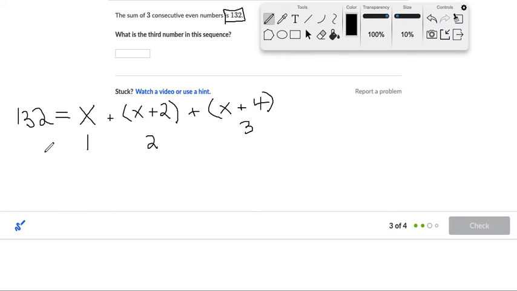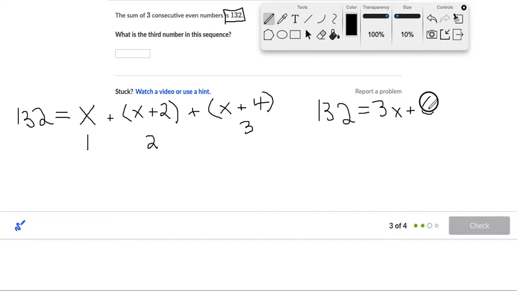All right. Now let's combine our like terms. I have 1, 2, 3 x's. I'm going to actually do it right over here because we have a little bit more room this time. So 132 equals 3x plus, we're going to add our constant terms here. So 2 plus 4 is 6.